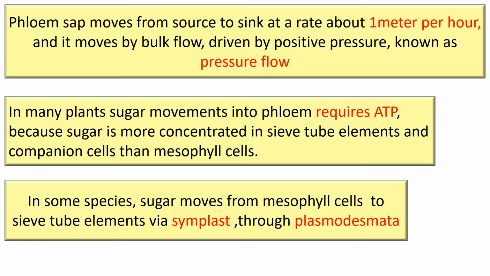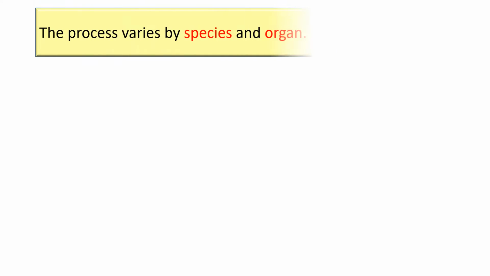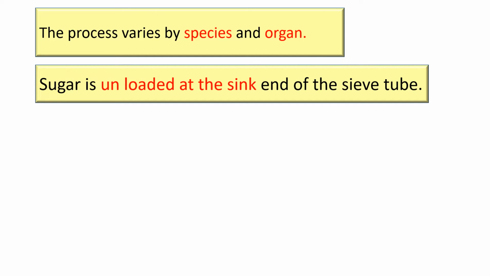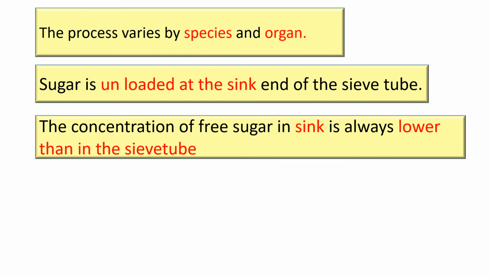In some species, sugar moves from mesophyll cells to sieve tube elements via symplast, through plasmodesmata. The process varies by species and organ. Sugar is unloaded at the sink end of the sieve tube. The concentration of free sugar in sink is always lower than in the sieve tube.